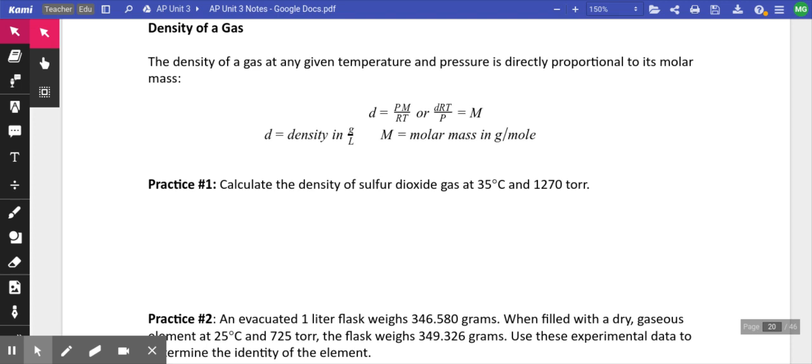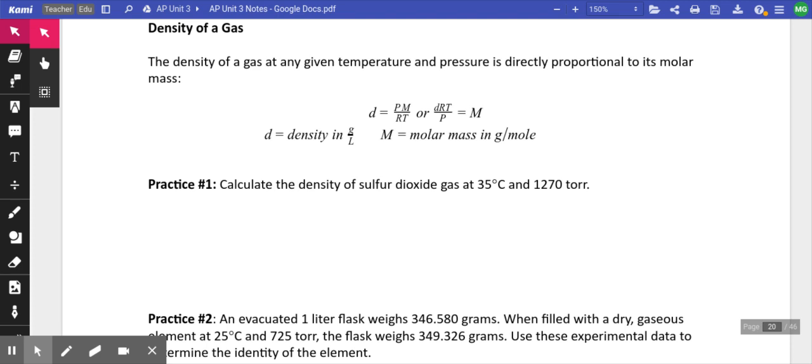So we have two ways that we can look at this formula. We have that D, which is density in grams per liter, is equal to P, which is pressure, times capital M, which is the molar mass in grams per mole, divided by R, which is our gas law constant, times T, which is our temperature in Kelvin.